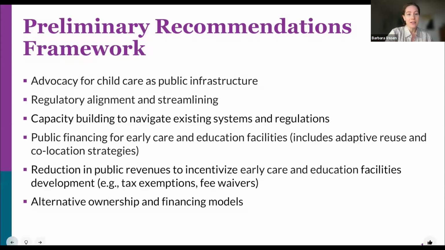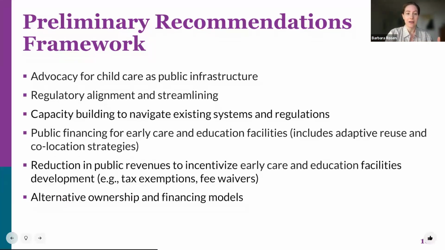The fourth category is around public financing for early care and education. One big example that I'll talk a little bit more about is the Early Learning Facilities Fund at the state. That's a big pot of money for childcare facilities. But there are other ways that we can support public financing for childcare facilities, like how do we help renovate or reutilize existing buildings like school buildings or community centers or churches for childcare, and how do we co-locate with projects like big affordable housing developments.